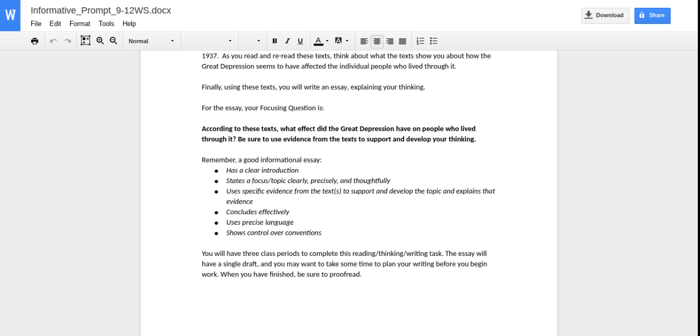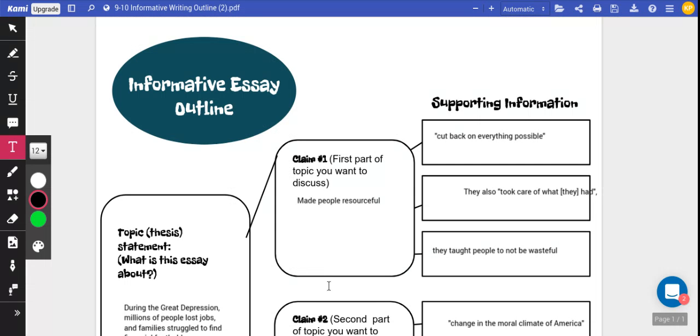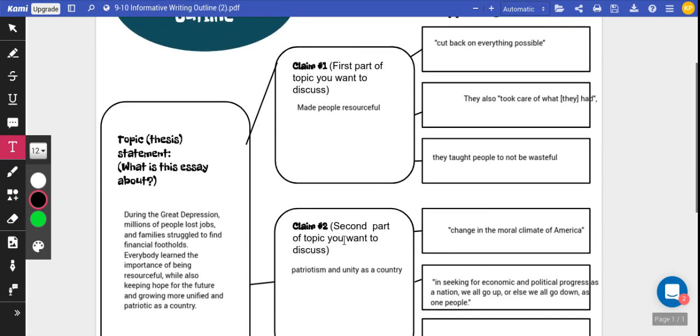So for this tutorial, I'm going to use a prompt that's different than the one that you're working on to model for you how you would outline. And the prompt is this. It's right here. According to these texts, what effect did the Great Depression have on people who lived through it? Be sure to use evidence from the text to support and develop your thinking. So we're next going to go over here to my informative essay outline, and this is what it looks like.